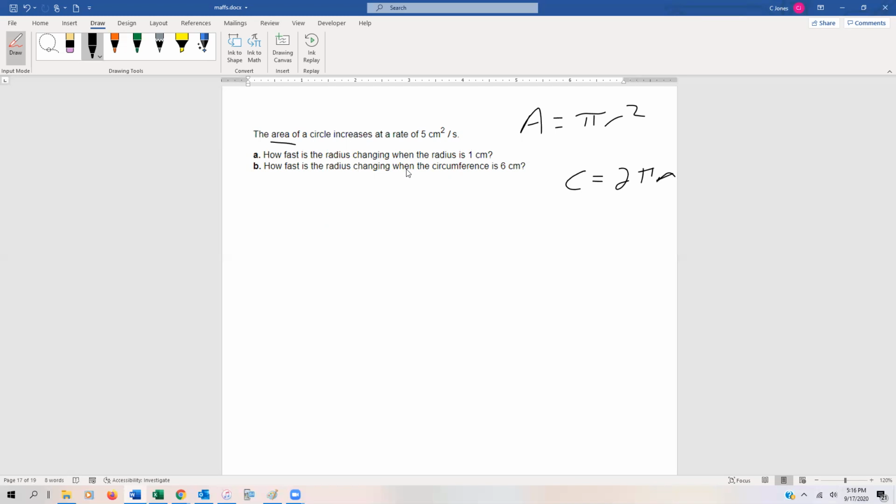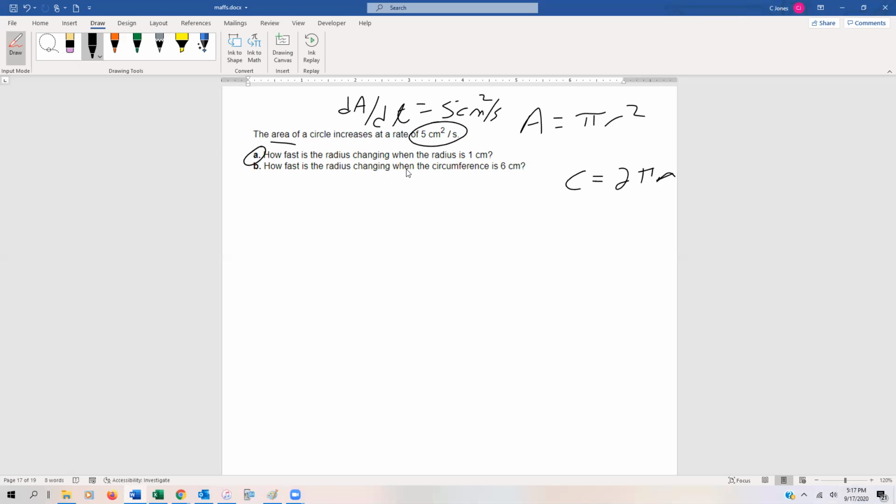All right, so when we go through and do this, first of all, for part A, and by the way, this is 5 centimeters squared per second. That's the rate at which the area of the circle is increasing. So dA/dt is going to be equal to 5 centimeters squared per second. So part A should be really easy for us. So let's just go ahead and do that.